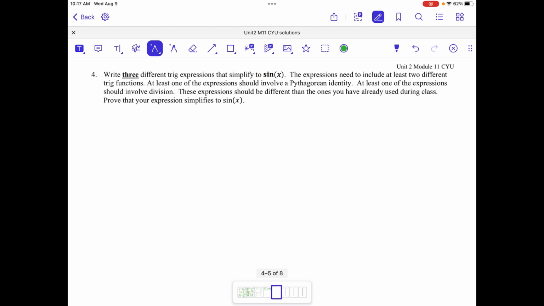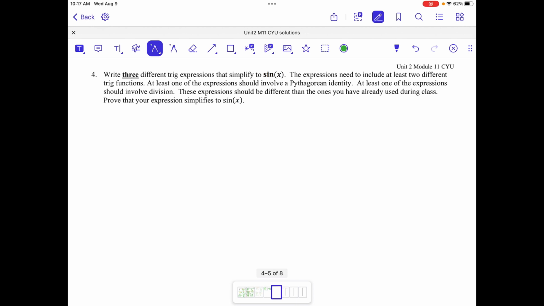I have several different possibilities listed within the answer key. I'm going to walk through how you might approach a few of them. And, from there, you can try to come up with some on your own. The best way to test if your answers are correct would be to graph the expression you wrote and graph sine of x and see if the two graphs match up.